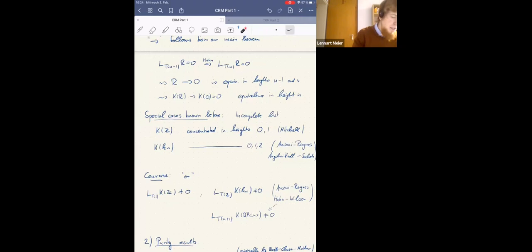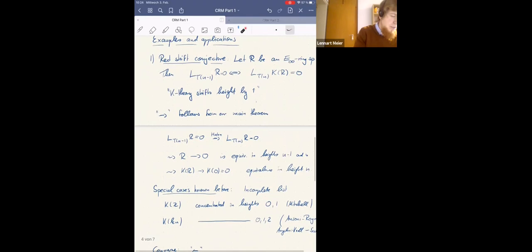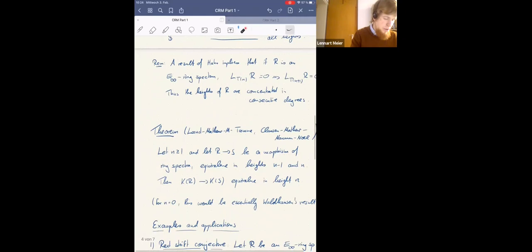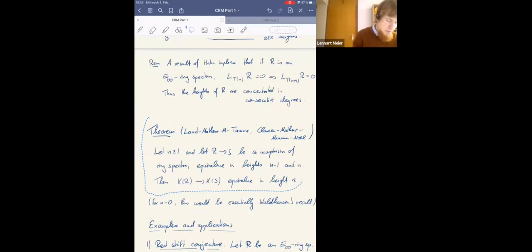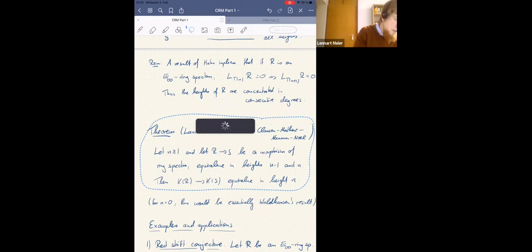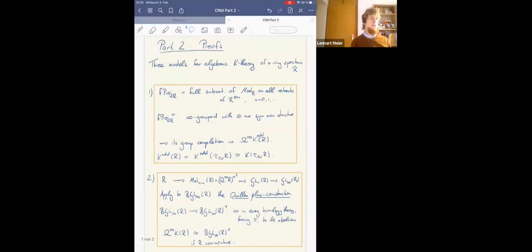Okay, so let's come to the second part where I want to explain something of the proof of the main theorem. But before I say something on the proof, I want to make a brief review of different models of K-theory, because this will play a role in a moment.